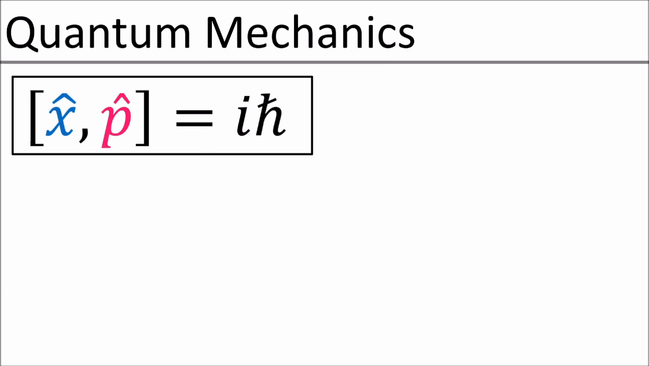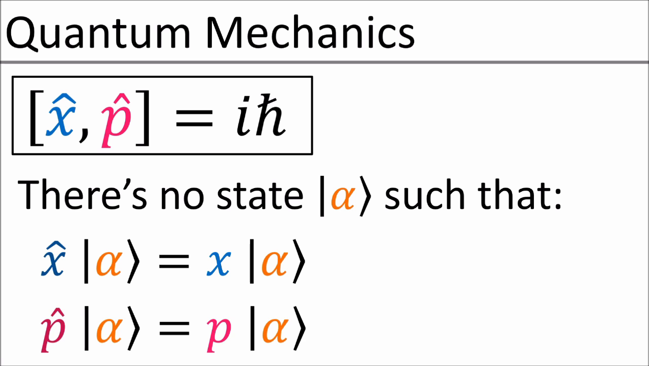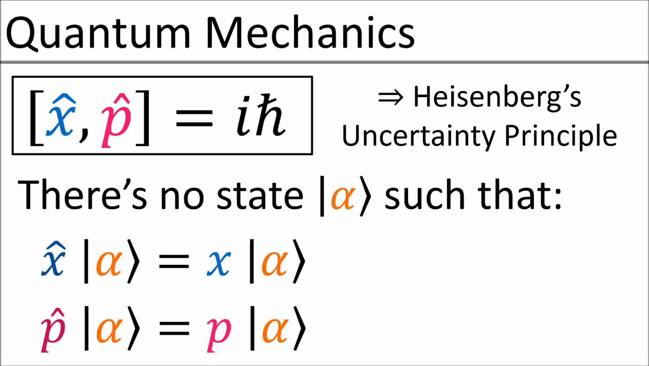Now, the fact that position and momentum don't commute means there are no states that have eigenvalues for both position and momentum. This means it's impossible to know both the position and momentum of a particle at the same time with exact precision. This is one version of Heisenberg's uncertainty principle.